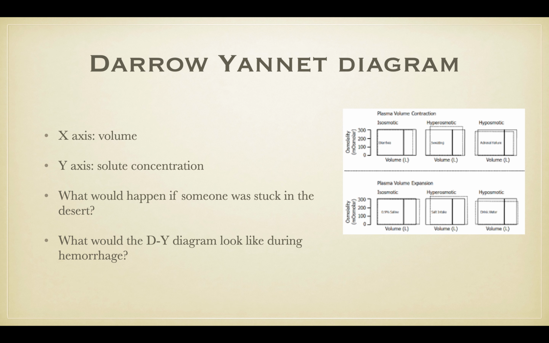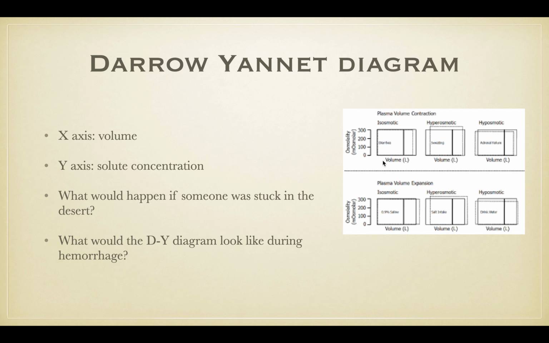So the DARROW-YANNET diagram is just the estimation of what's going to happen in the body if you fiddle around with the solute concentration or the volume. So the x-axis is the volume in liters, and the y-axis is going to be your solute concentration. On the left side is going to be the intracellular fluid. Outside, this on the right is going to be the extracellular fluid, and it helps you kind of guide the thinking process, especially if there's something like what would happen if someone was stuck in the desert.